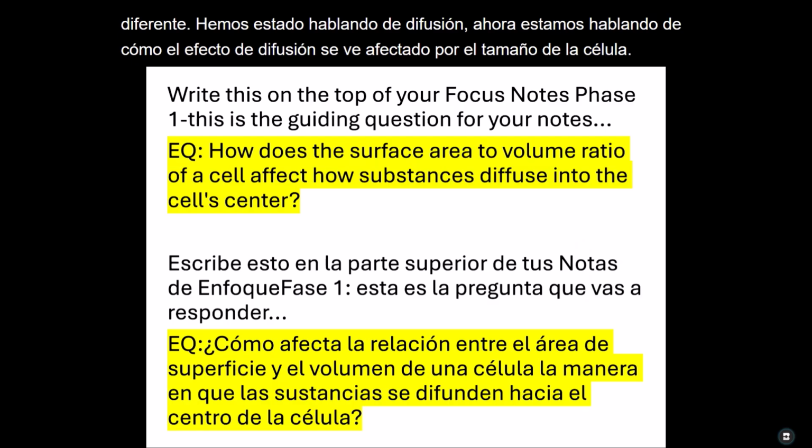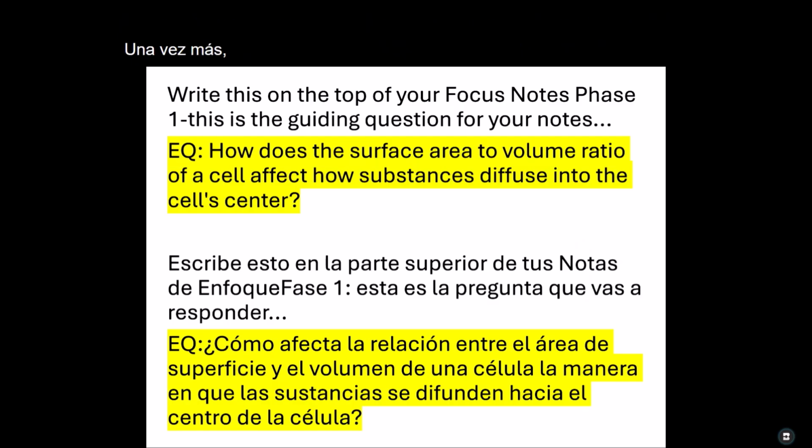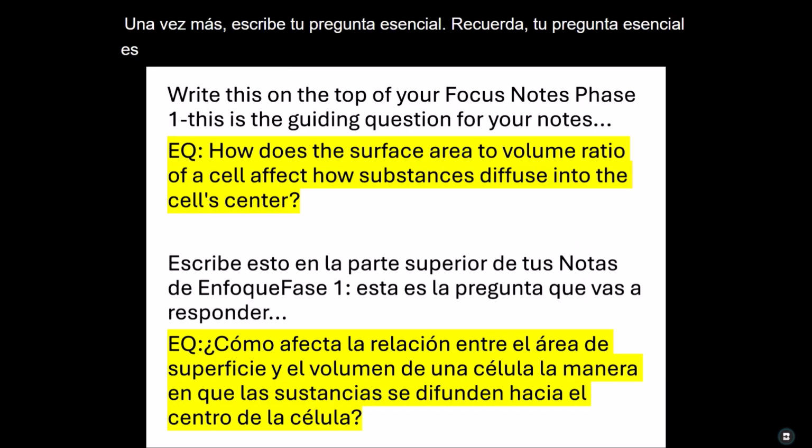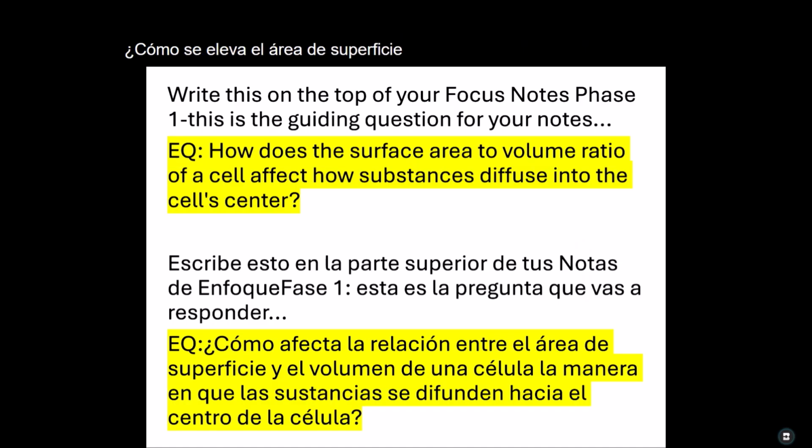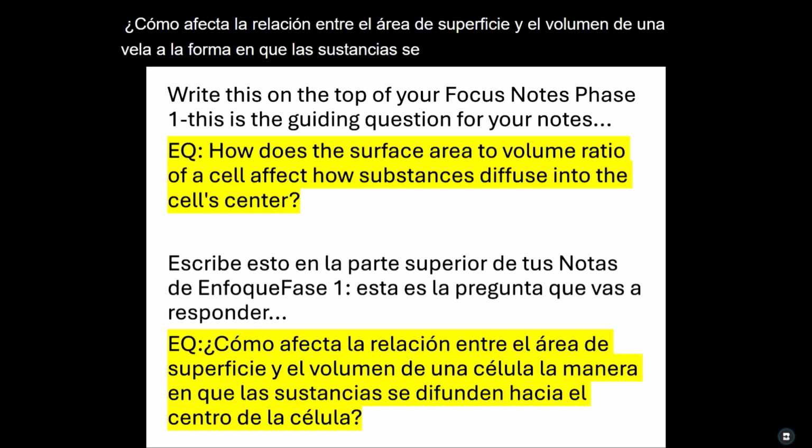Once again, write your essential question down. Remember, your essential question is your guiding question. You are wanting to answer this question. You write down information that answers this question. How does the surface area to volume ratio of a cell affect how substances diffuse into the cell's center?